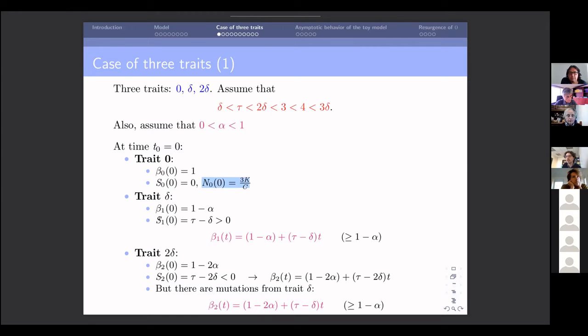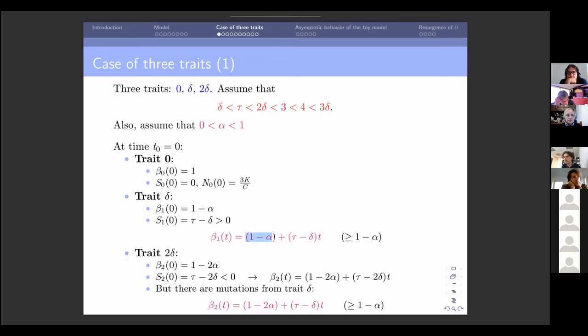Now for trait delta, what is its fitness? Remember the formula. It's tau minus, so the difference between these two traits, so it's delta. Tau minus delta, I assume that it's positive. So it means that trait delta has a tendency to grow. So then the limit exponent is going to be given by the previous lemmas as follows.